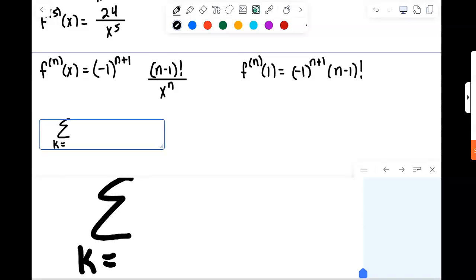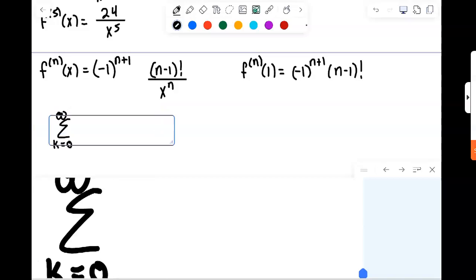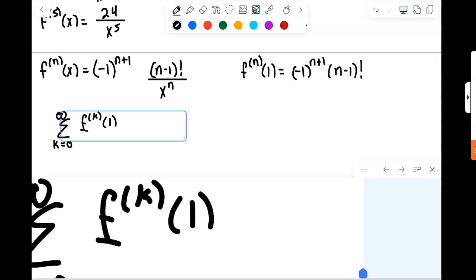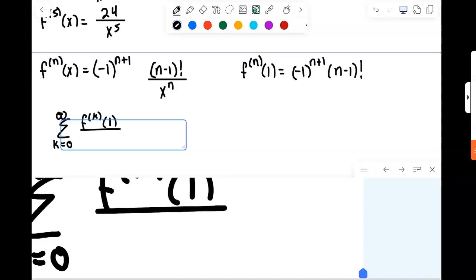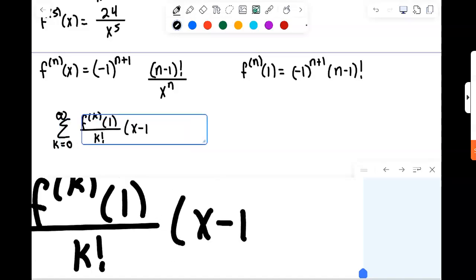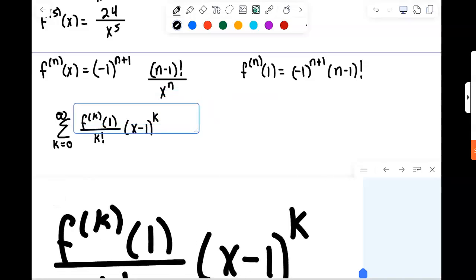Starting at k equals 0 to infinity, right, is the kth derivative, evaluated in this case at 1, over k factorial, times x minus 1 to the k. And then we just fill in our kth derivative.